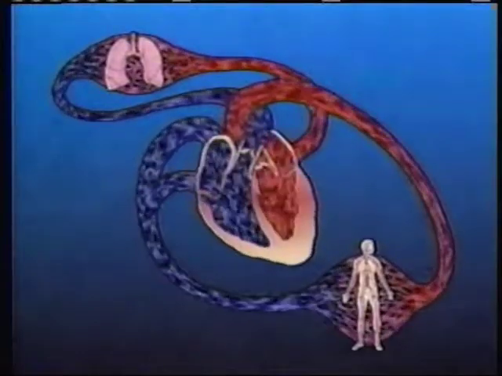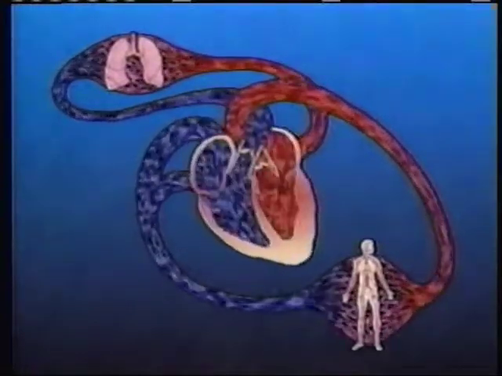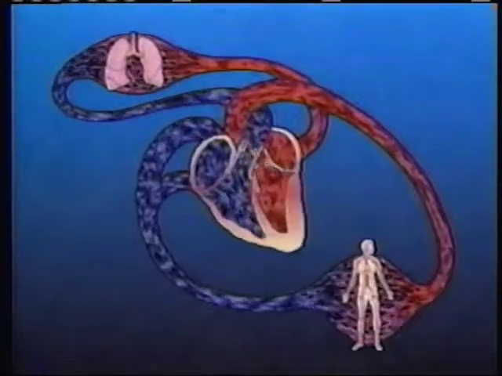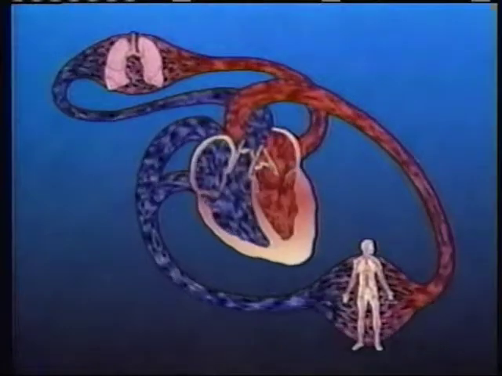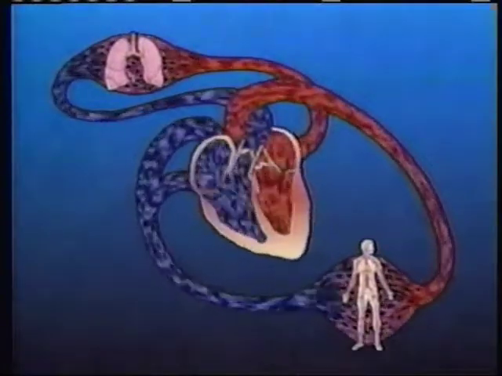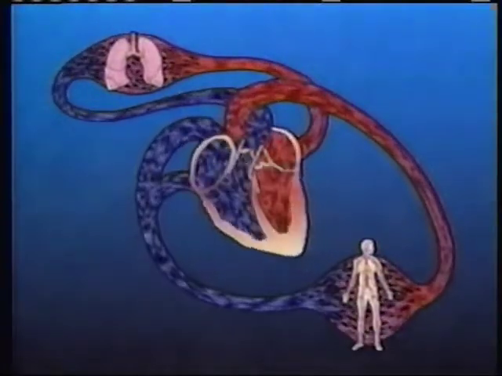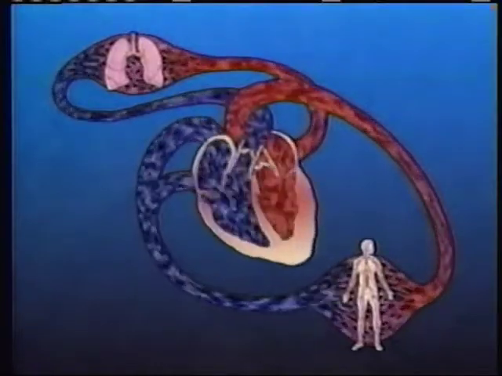Blood collected from the systemic capillary beds is then returned to the right side of the heart. This pathway from the left side of the heart to the body tissues and back to the right side of the heart is the systemic circulation. Its pump is the left ventricle.